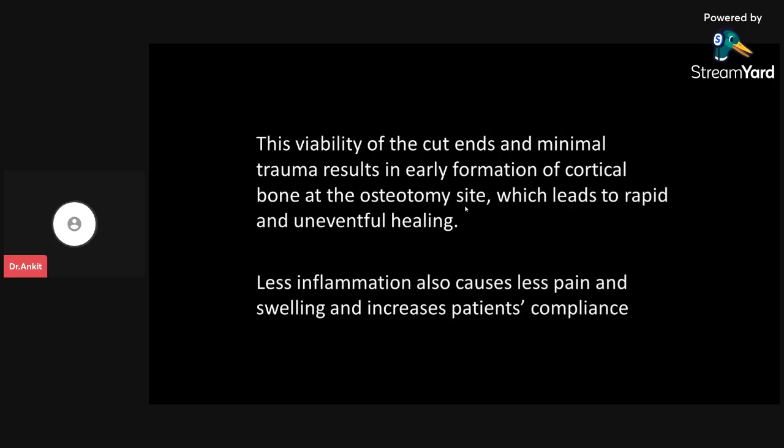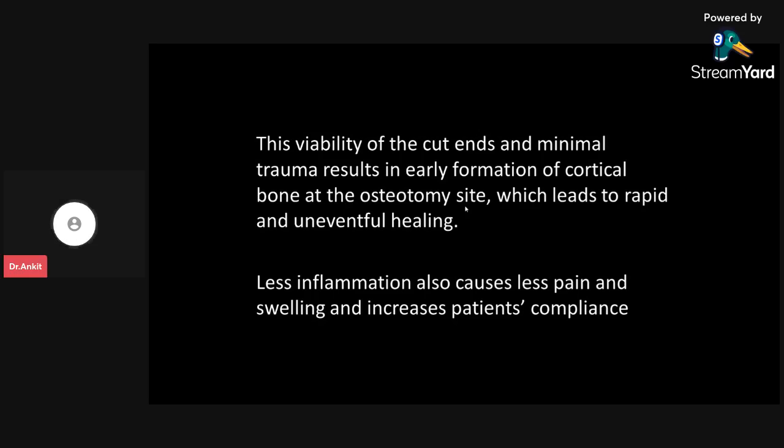So the viability of the cut ends and minimal trauma result in early formation of the cortical bone at the osteotomy sites, which leads to rapid and uneventful healing. So what we do is, we do not go for eventful healing, or we do not want an inflammatory area.